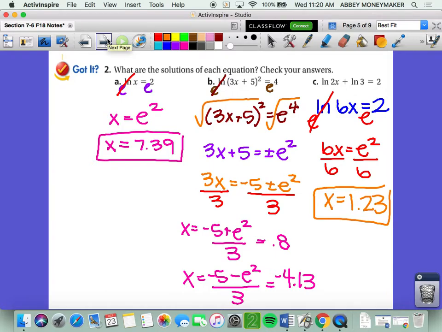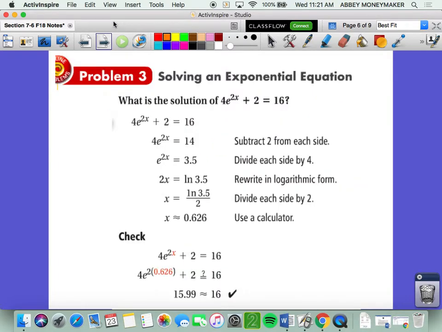Moral of the story, what do you do with a natural log? E. All right. So, vice versa, going the other direction. If you have an e in your equation, how do you get rid of that? You natural log. Okay? So on problem number 3 here, again, I copied from the textbook so you can see this process, but I'm still going to walk you through it.